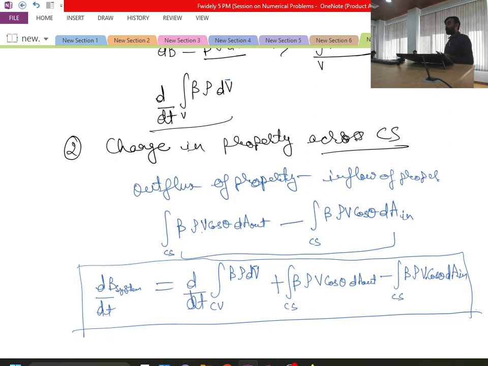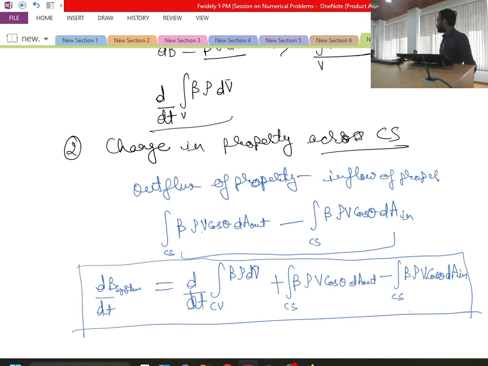Now I am able to relate the change in system property with changes in the control volume. My left hand side represents the changes in property of the system. On the other hand, the right hand side represents the changes of the properties within the control volume, plus the rate at which the property is changing across the control surface. This is in rate form only, because rho V cos theta dA is mass flow rate, so mass flow rate multiplied by property is in the rate form of the property.